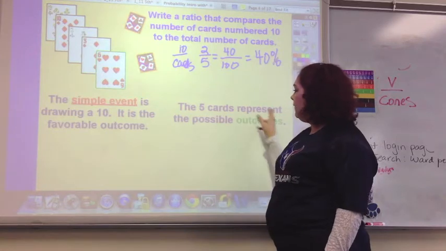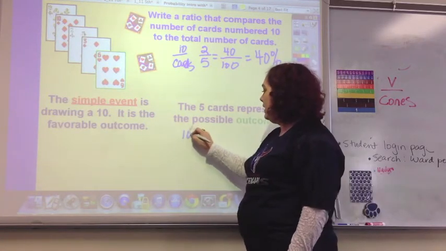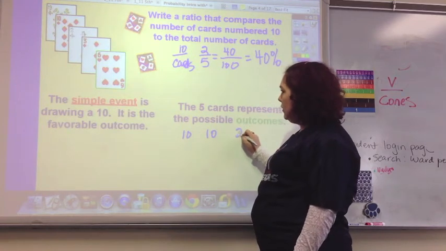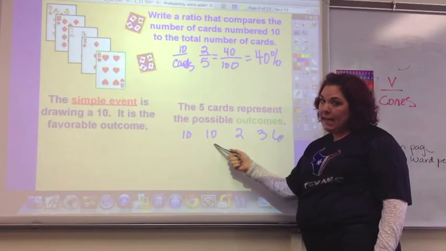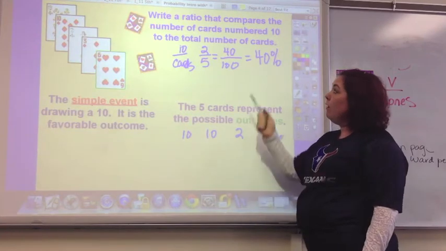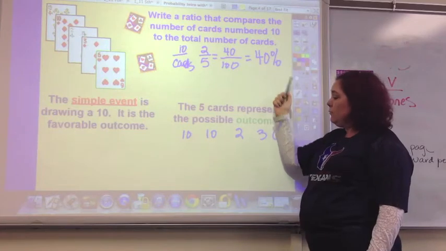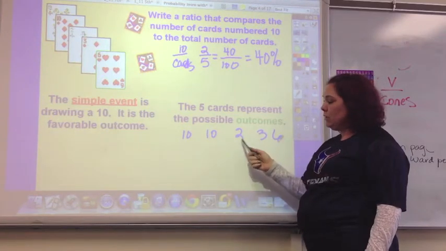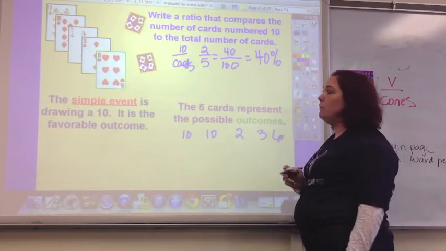And so the 5 cards represent the possible outcomes. So the possible outcomes are a 10, a 10, a 2, a 3, or a 6. And since there's more 10s, it's more probable that you'll draw a 10, but just at 40%, because you could draw a 2, which is 20%, or a 3, which is 20%, or a 6, which is 20%.